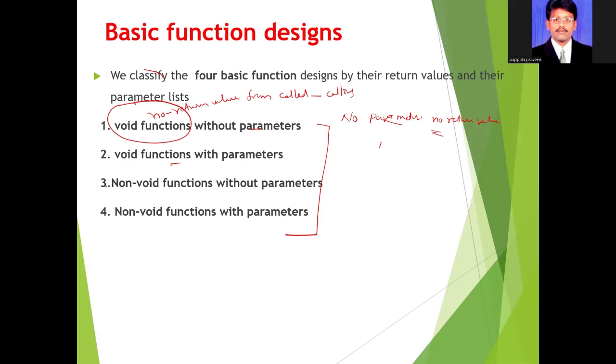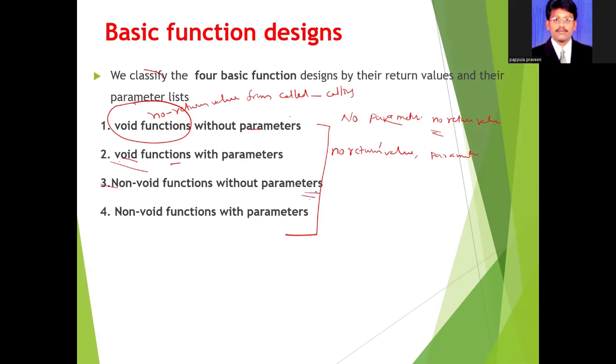And second one is void function with parameter. It is nothing but you write like no return value, parameter, or you write like parameter with no return value, as you wish. Both are same. Parameter with no return value.